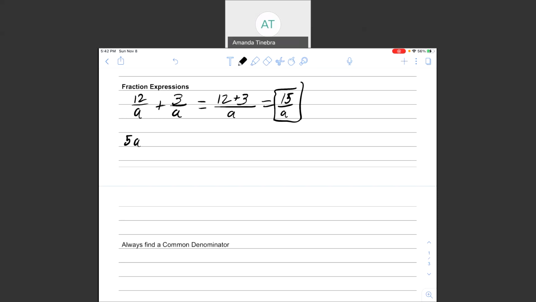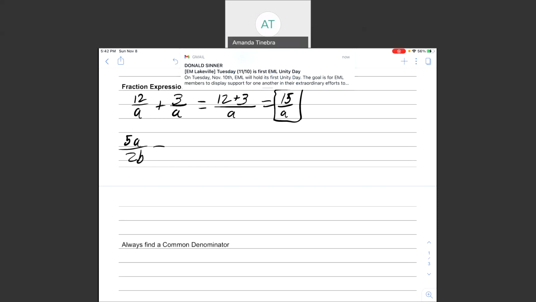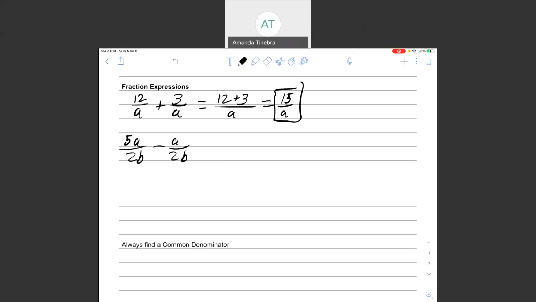We're going to do 5A over 2B, minus A over 2B. Okay? See if you can solve this one on your own, pausing the video, and then restart the video when you're ready to see if you got it right.